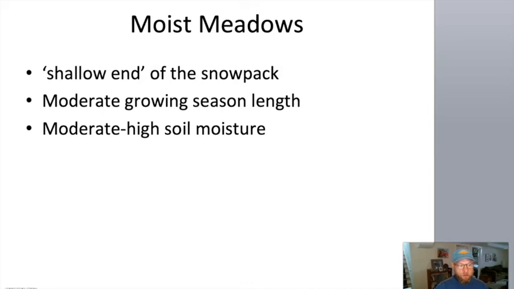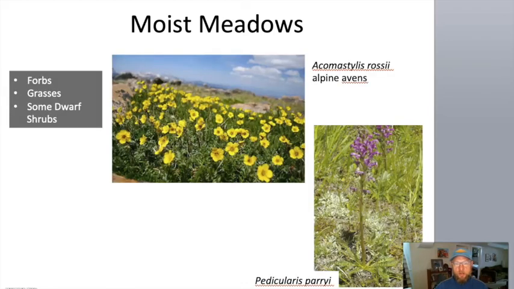So the common growth forms we find in the moist meadow are forbs, grasses, and then some dwarf shrubs. The forbs and grasses don't invest a lot in woody tissue, so they can grow fairly quickly, get lots of photosynthate accumulated in those growing seasons. But in places where that snowpack is fairly deep, you might get some dwarf shrubs showing up because they can survive in those areas where their leaves are covered by the snow all year long.